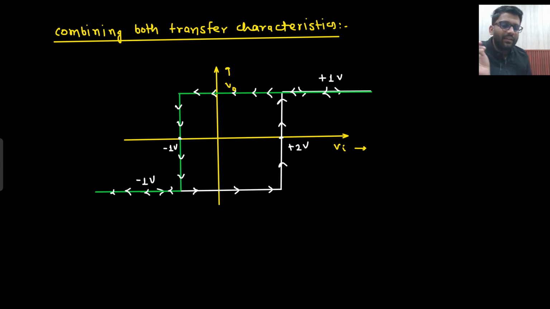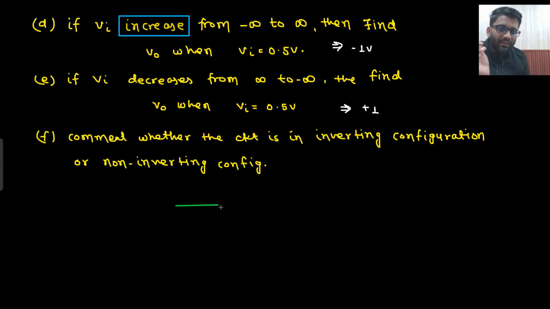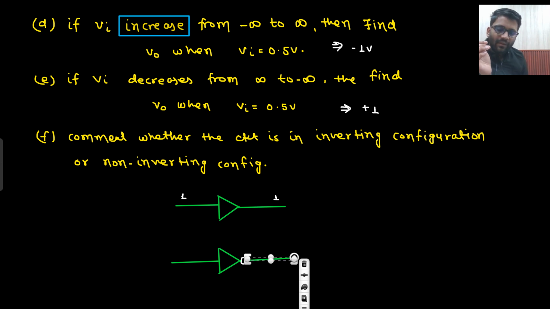If you have studied digital electronics, you would have studied two kinds of circuit: one is the buffer, one is the inverter. In a buffer, what happens? If I apply 1 here, I get 1 only. And in an inverter, what happens? If I apply 0, I get 1. And if I apply 1, I get 0, right? Here if I apply 1, I get 1. If I apply 0, I get 0. If I apply 0 here, I get 1. If I apply 1 here, I get 0.